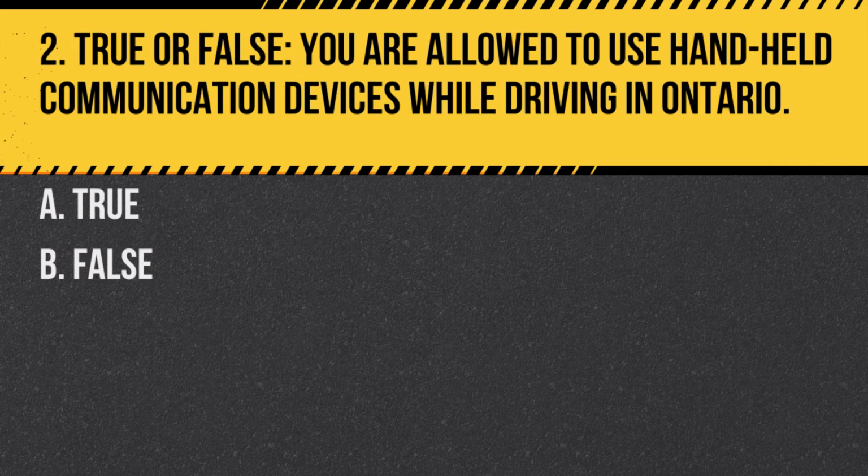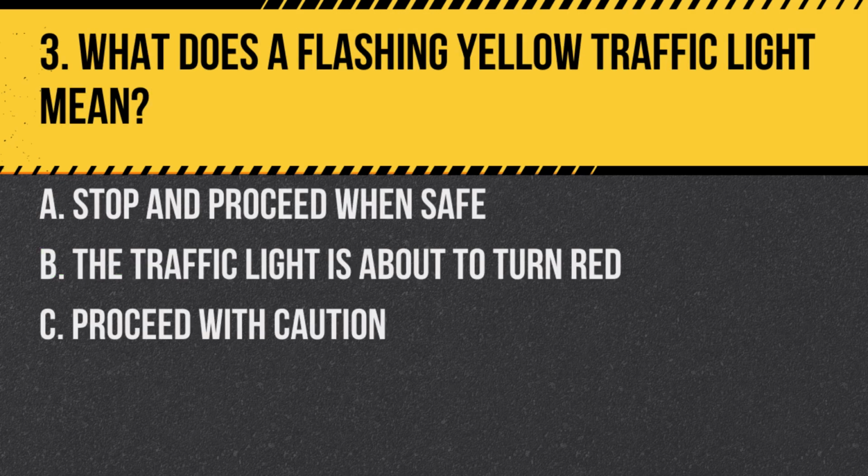Question 2. True or false? You are allowed to use handheld communication devices while driving in Ontario. A. True. B. False. Answer. B. False. It is illegal to use handheld communication devices while driving in Ontario, as they can distract you from driving safely.